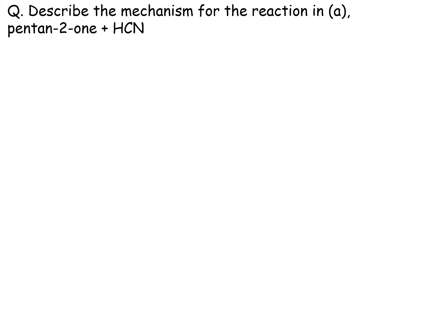Let's have a look at the mechanism then. The mechanism, remember, is nucleophilic addition. We'll use reaction A for our example, pentan-2-one with HCN. So there's our pentan-2-one drawn with the C double bond O displayed so we can see what's going on. We need our nucleophile then. So when we've done the mechanism in the past, our nucleophile was the hydride ion. This time we've got the cyanide ion.